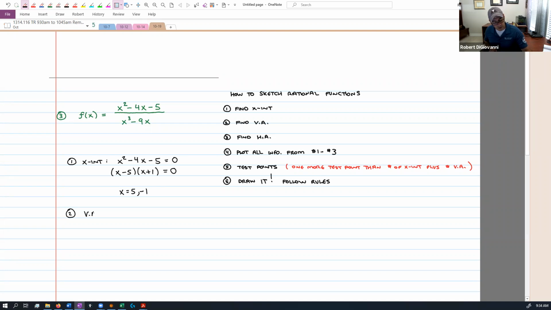Okay, the vertical asymptotes, we set the denominator to 0. I can do a GCF. I can factor out an X. That leaves me with X squared minus 9. And then we have to realize that X squared minus 9 turns into X plus 3 times X minus 3. And now we have 3 answers here. We get 0, -3, and 3.